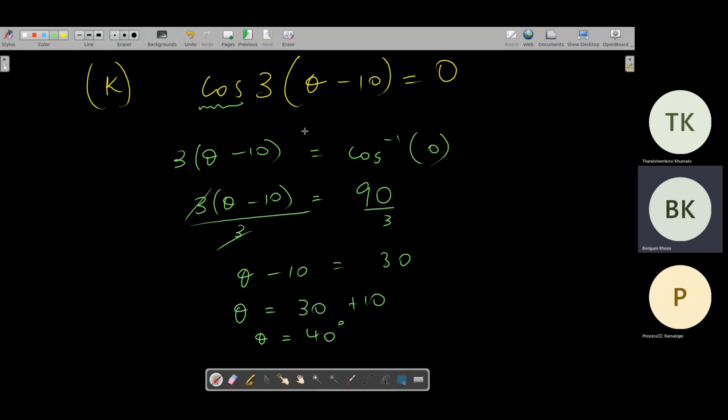So this is what you're supposed to do. Remember, this part here, the bracket, is the last thing you deal with. You start with whatever is up. Okay, so that's what you're supposed to do.